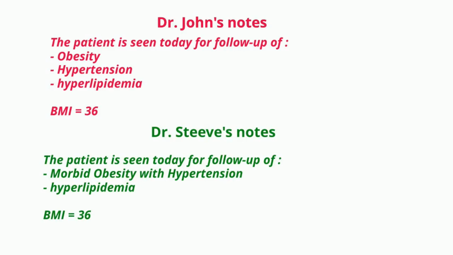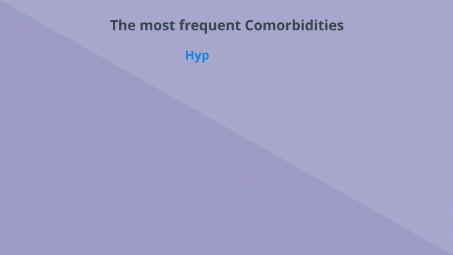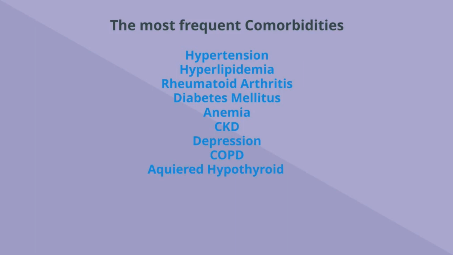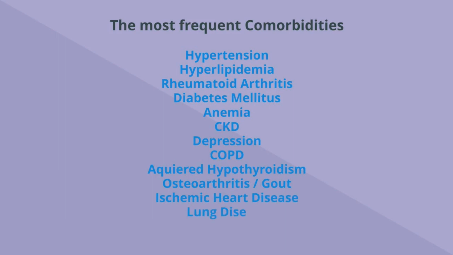with as the link. Most frequent documented comorbidities are hypertension, hyperlipidemia, rheumatoid arthritis, diabetes, anemia, chronic kidney disease, depression, chronic obstructive pulmonary disease, hypothyroidism, osteoarthritis, gout, ischemic heart disease, lung disease.